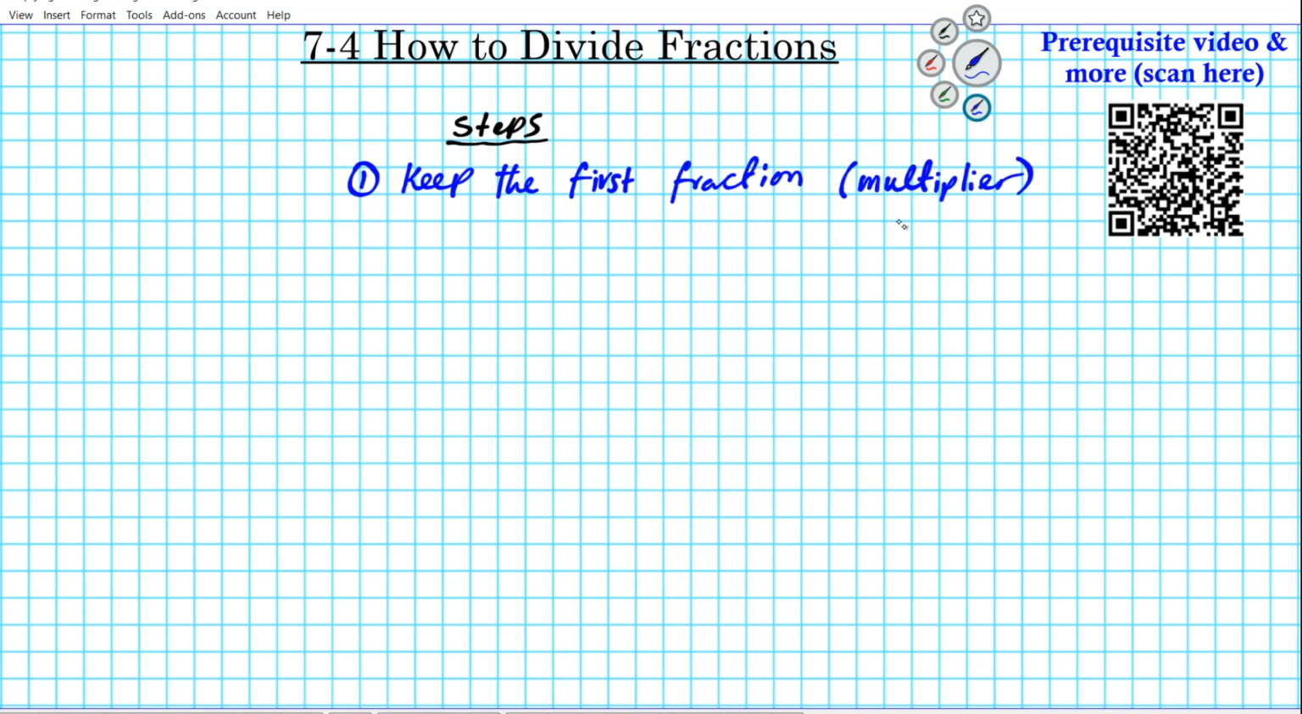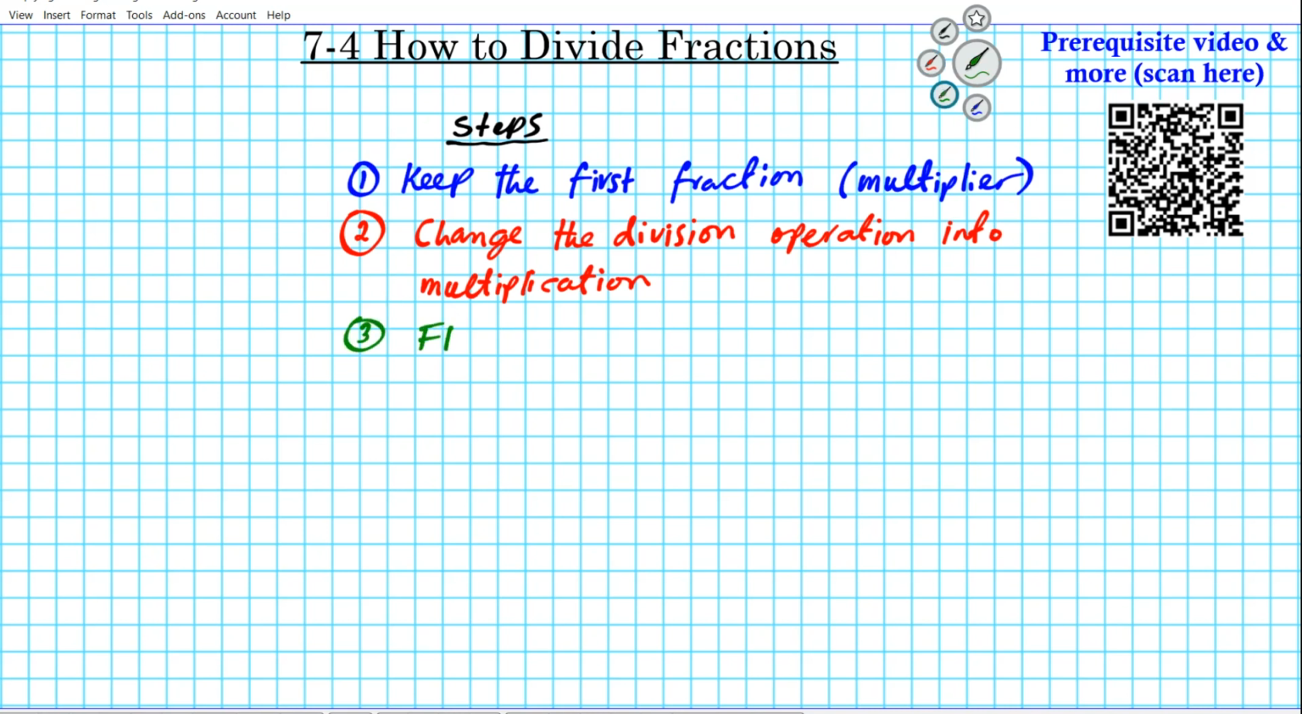So you keep the first fraction, and then the next step is you change the operation. The original operation is division, so you change the division operation into multiplication. We're going to go over why you do that later on. So keep the first fraction, change the division operation into multiplication, and then next you flip the second fraction.